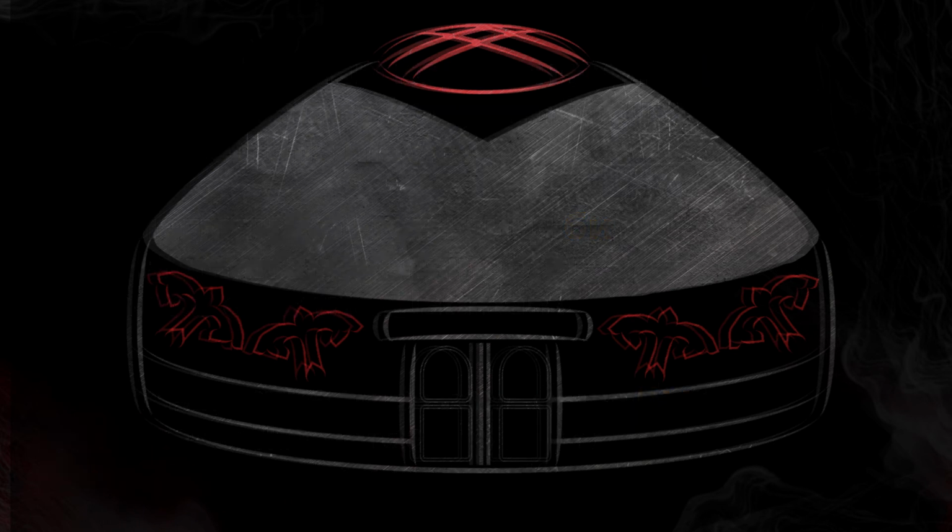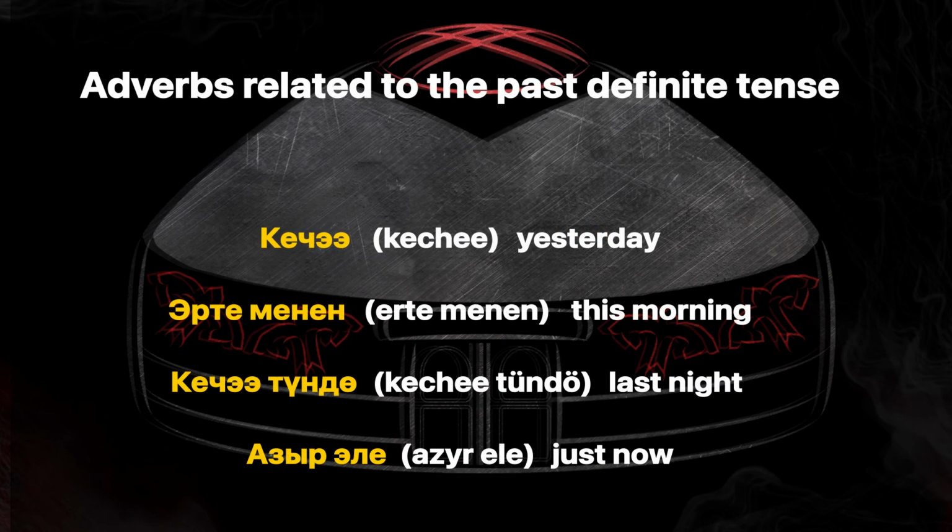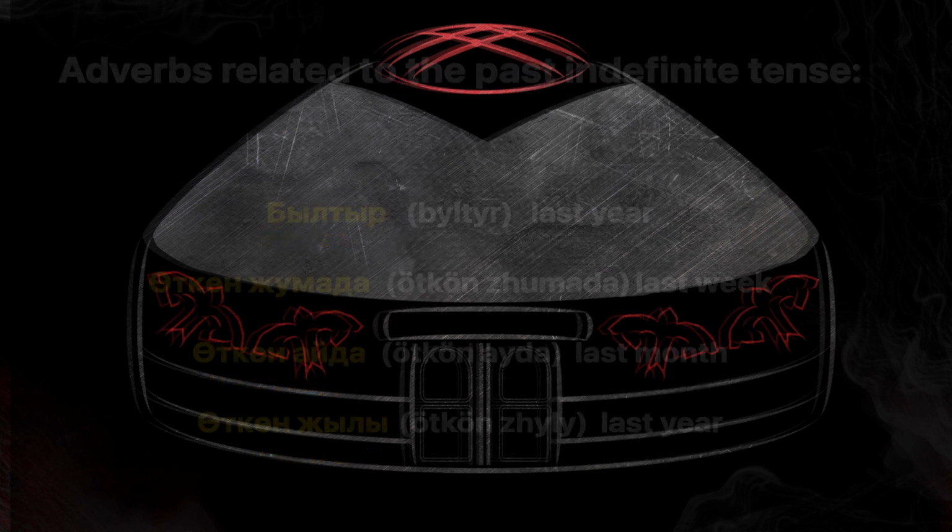Lastly, let's learn some words and phrases that go with the past tense. First, let's see some adverbs related to the past definite tense. Кече, yesterday. Эртеменен, this morning. Кечеги түнү, last night. Азыр эле, just now.